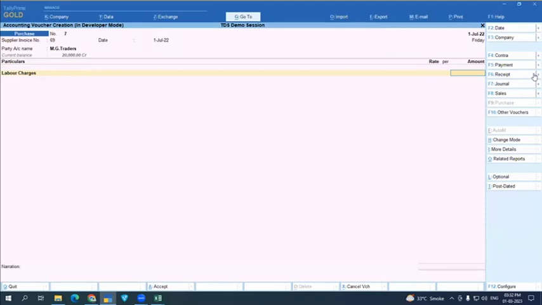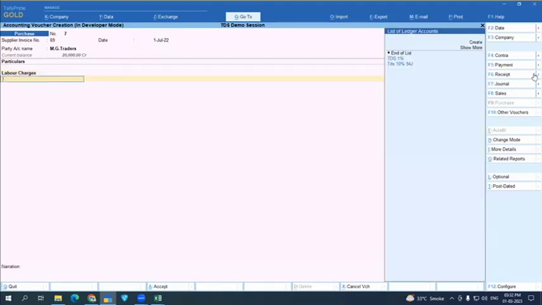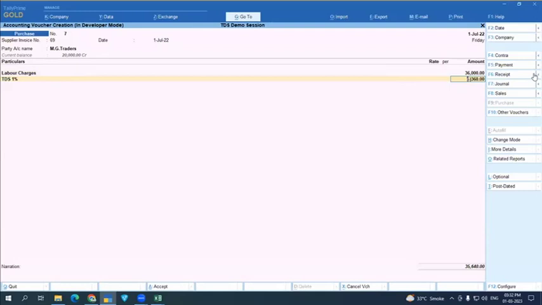And 20,000 was already done. To cross the limit, either I have to pass a 30,000 entry, or more than 30,000, meaning 36,000, or I have to pass 80,000 or 81,000 to cross 1 lakh. So 1% TDS. Now TDS is done at 1% on 36,000. Yes, done.